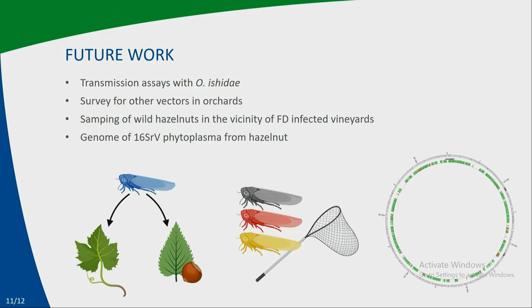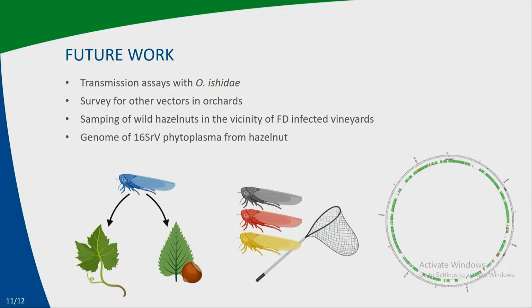Transmission assays are being started this year with Orientus ishidae between hazelnut and grapevine, and a survey of other vectors is being done in these orchards. Sampling of wild hazelnuts and also other surrounding reservoir plants, which we know is really important in the vicinity of the infected vineyards, is being done. And we are working on the genome of the phytoplasma from hazelnut to be compared on the whole genome level to the Flavescence dorée genome.